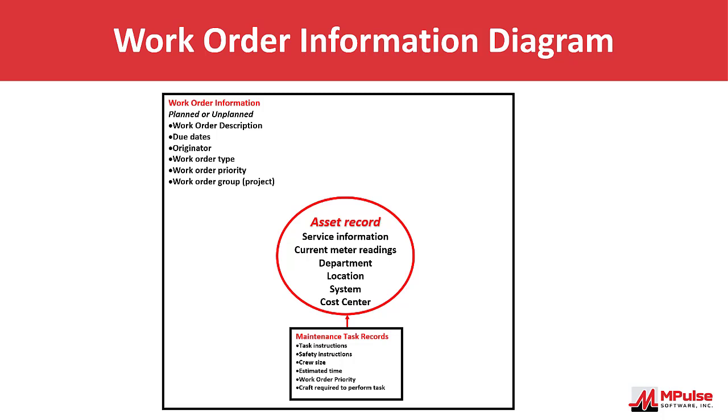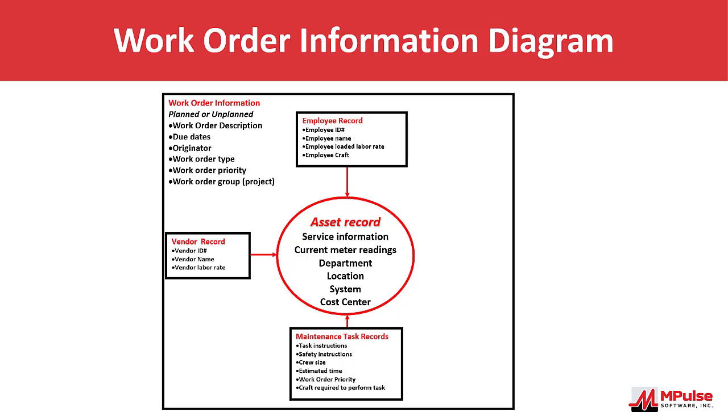The asset also brings with it the department that the asset is associated with, the location where the asset can be found, the system that the asset is connected with, and the cost center, or the budgetary charge area for that asset. This automatically follows the asset to the work order and positions you to immediately report against those details.